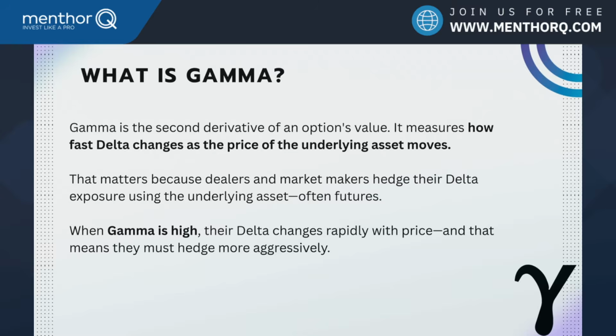That matters because dealers and market makers hedge their delta exposure using the underlying asset. So they would trade SPX, QQQ, NVIDIA, or they also trade futures. So they would also hedge by trading futures. So when gamma is high, their delta changes fast with the price, and that means that they actually must hedge more aggressively. So that also is very important because option flows create future flows. So if you're trading futures, you should really be paying attention to the option market because most of the option positions are hedged with futures.